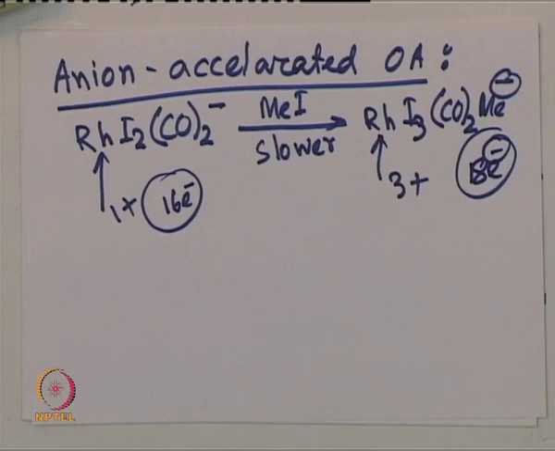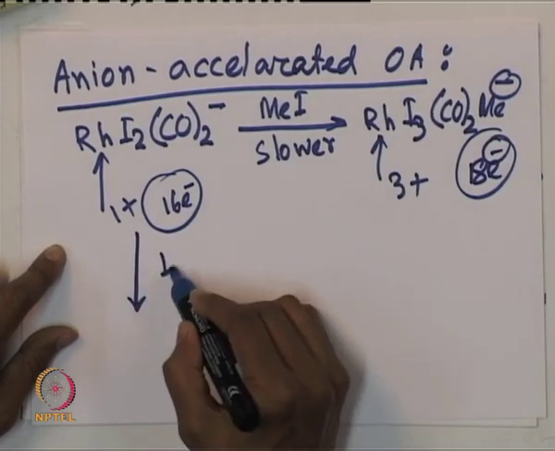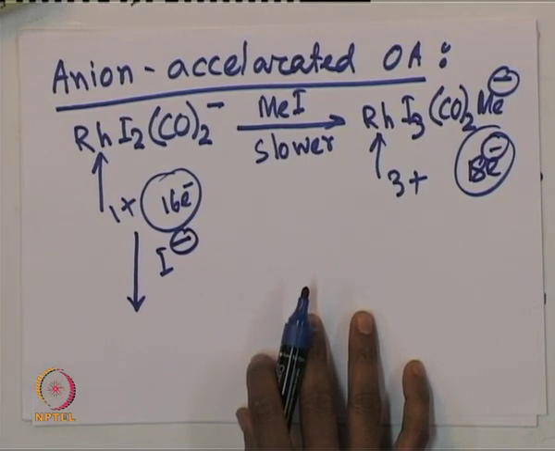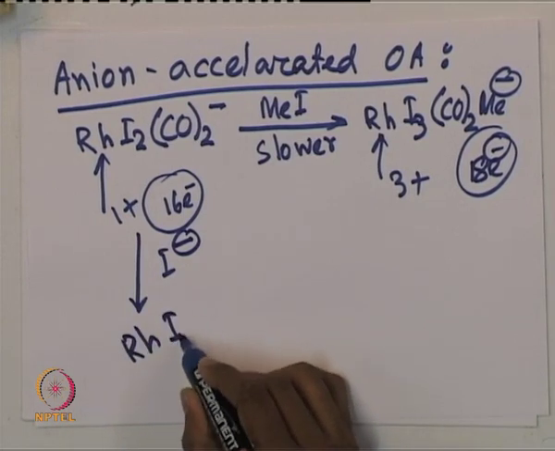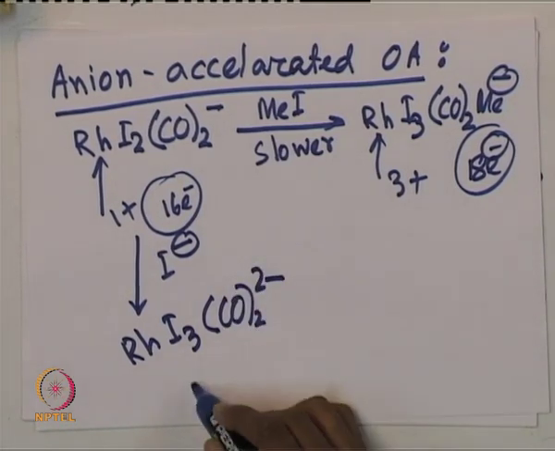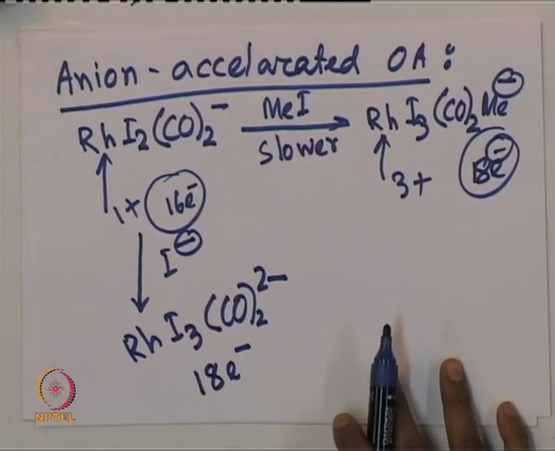How can you make it fast? If you look at the literature, at the research papers, what they have done is very simply added some iodide source. If you add the iodide source, immediately what we will get is the fast forming intermediate, that is RhI3(CO)2 2 minus. Now, this is going to be the 18 electron complex.